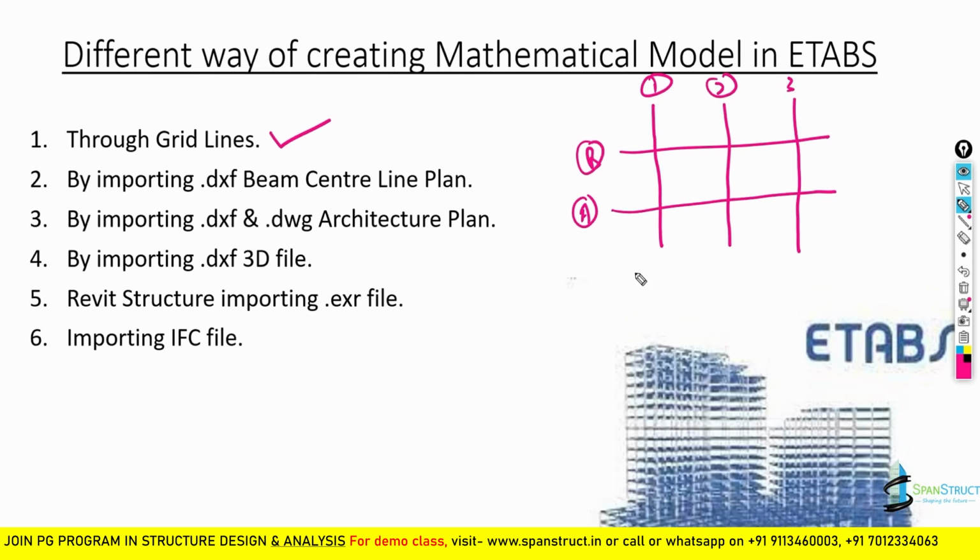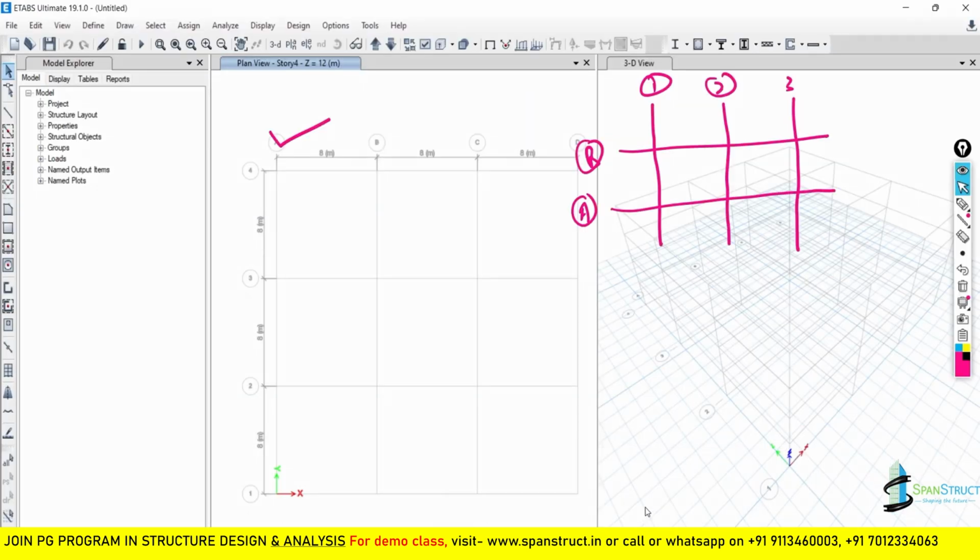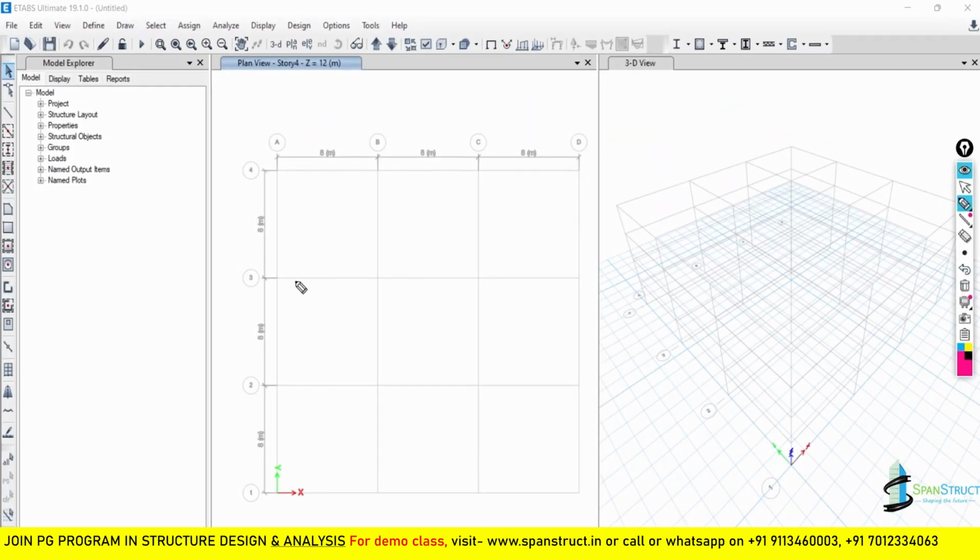In this grid line method you can make the grids either in Etabs or even in CAD software. If you make the grid lines in the CAD software, after making them you can import them into Etabs. So I will show you the options from where you can import. If you open Etabs here, these are the grid lines which are created by Etabs only. So we can easily create the grid lines through Etabs.